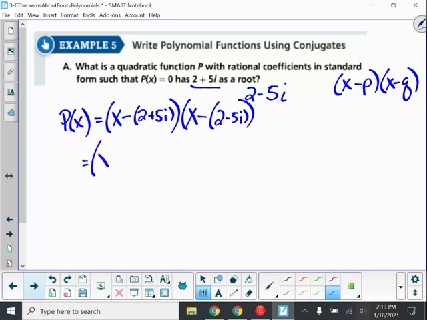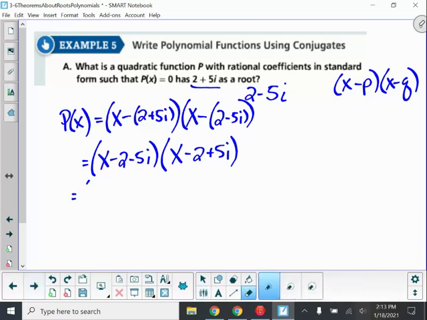So first thing I'm going to do is distribute. So I have x minus 2 minus 5i. Well, I'm going to distribute the negative, I guess I should say. And then I'm going to do my regular distributing. Since I have 3 terms in the first parenthesis and 3 terms in the second parenthesis, I'm actually going to have 9 terms before I combine these together.